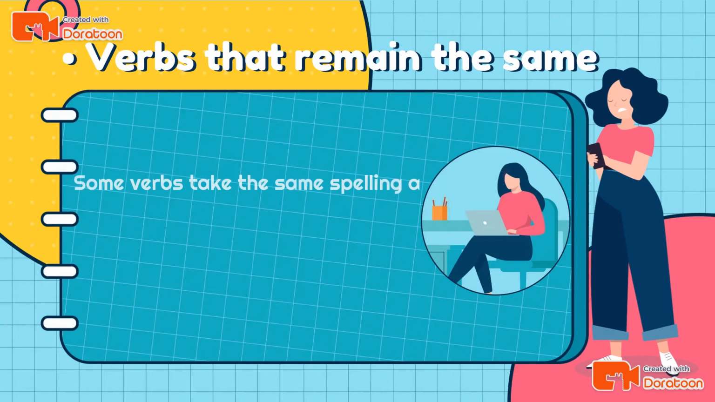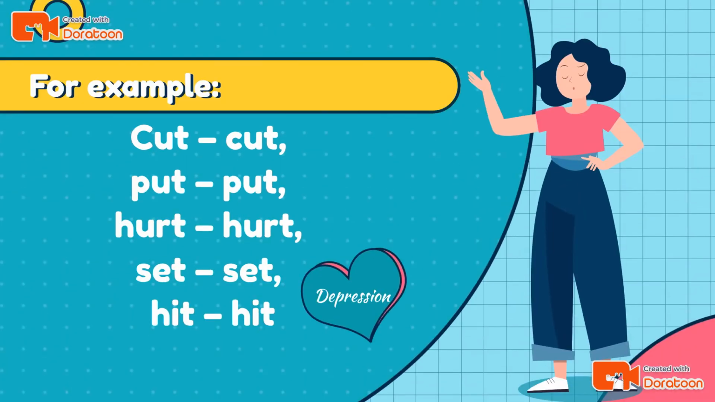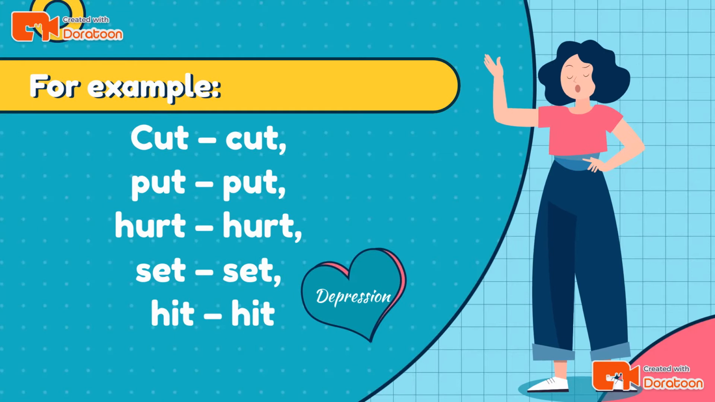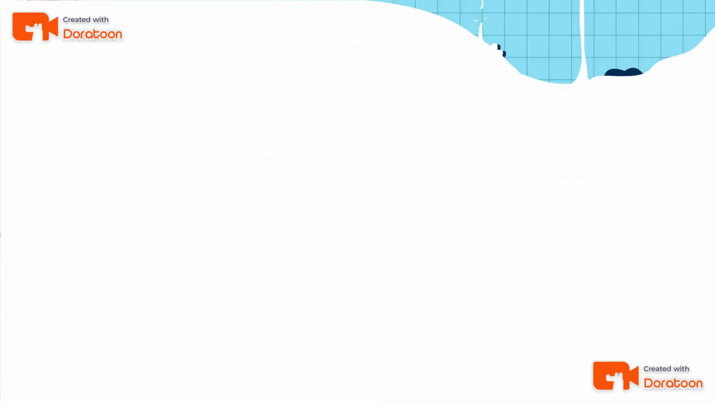Second, verbs that remain the same. Some verbs take the same spelling as the base verb and remain the same in the past tense. For example, cut, cut, put, put, hard, hard, set, set, hit, hit.